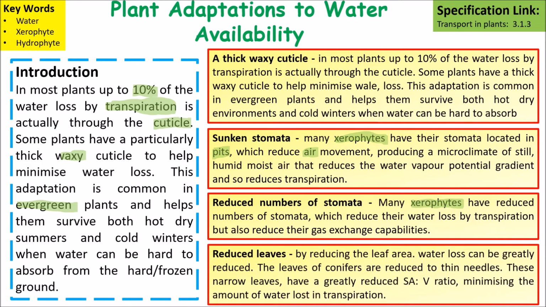And a reduced number of leaves. By reducing the number of leaves, you also reduce the surface area, so water loss can be greatly reduced this way. The leaves of conifers are reduced to thin needles. These narrow needles have a greatly reduced surface area to volume ratio, minimizing the amount of water that is lost via transpiration.